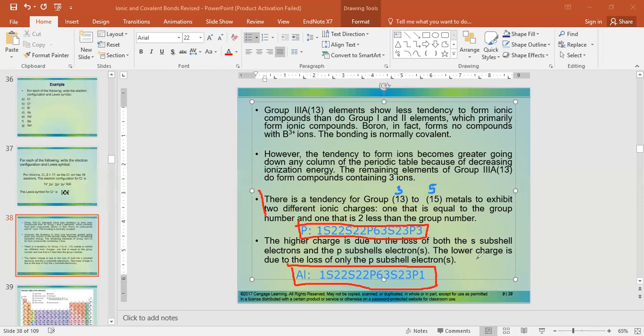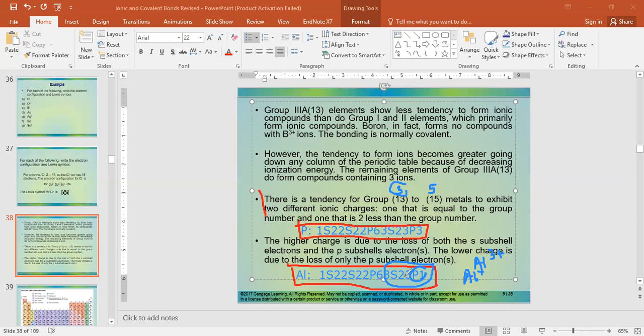So when we have aluminium 3+, that is similar to the group number, and that is when we have lost the 3s2 and the 3p1 electrons. We may also have a case whereby we have Al+. That is when we have only lost the 3p1 electron. That's why we are saying one equal to the group number and one which is 2 less than the group number. If you look at +3 and +1, the difference is 2.